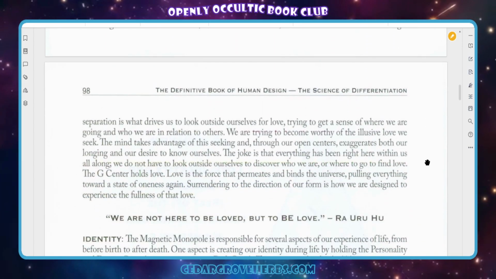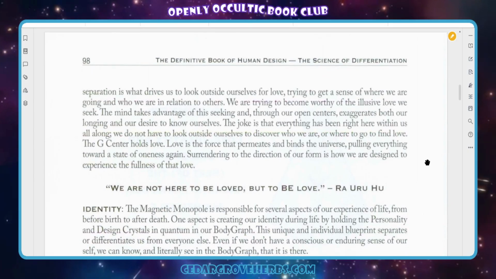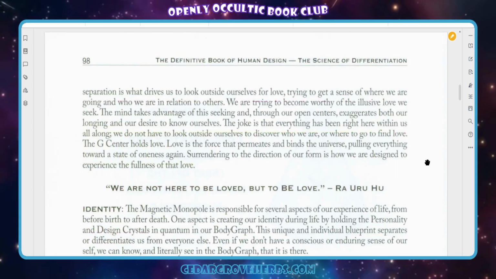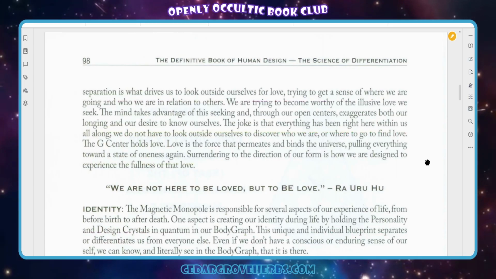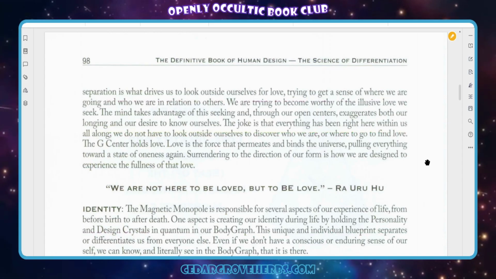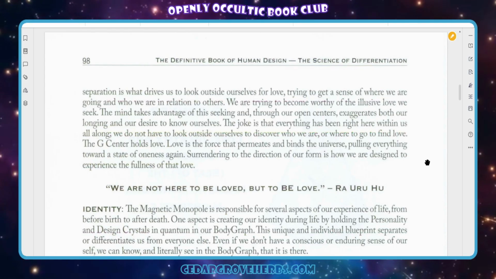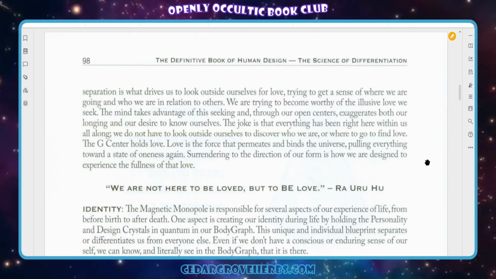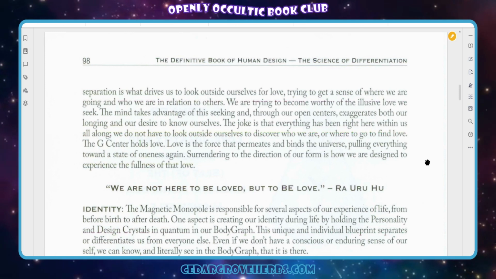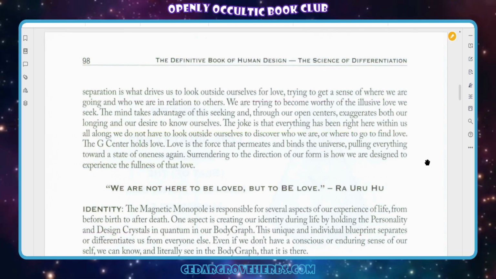This feeling of separation is what drives us to look outside ourselves for love, trying to get a sense of where we are going and who we are in relation to others. We're trying to become worthy of the elusive love that we seek. The mind takes advantage of this seeking and, through our open centers, exaggerates both our longing and our desire to know ourselves. The joke is that everything has been right here within us all along.